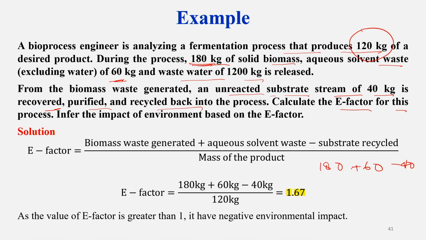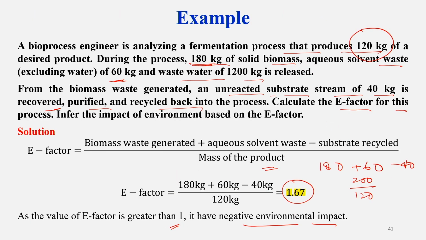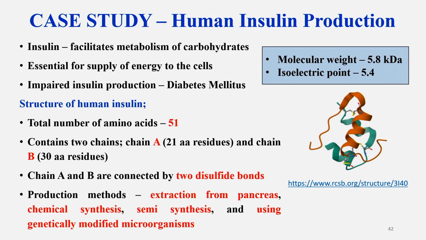So, the total waste generation will be 180 plus 60 minus 40. So, it will be 200 divided by the mass of product 120, so you are getting 1.67, and this value is greater than 1, it means it will have a negative environmental impact. So, in this way we can consider sustainability along with economic analysis.